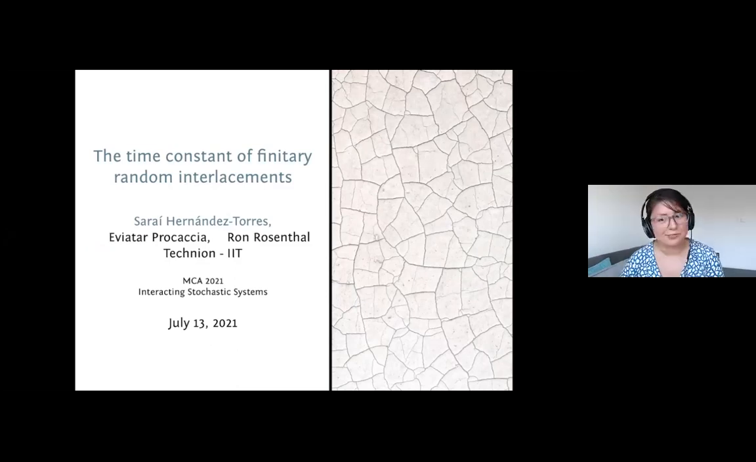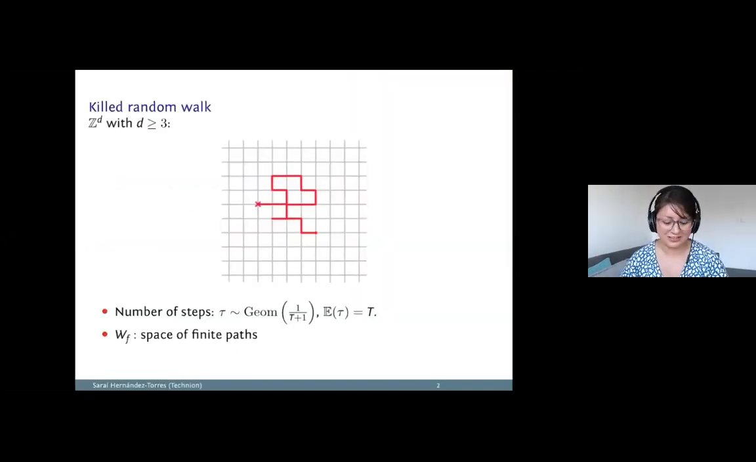This is going to be a talk about some processes of killed random walks. Just to be sure that we are on the same page, let me say what I mean by a killed random walk. Here I'm always working on Z^d in dimension at least 3. I have a simple random walk moving on Z^d, and it is killed after a geometric time that is independent of the random walk.